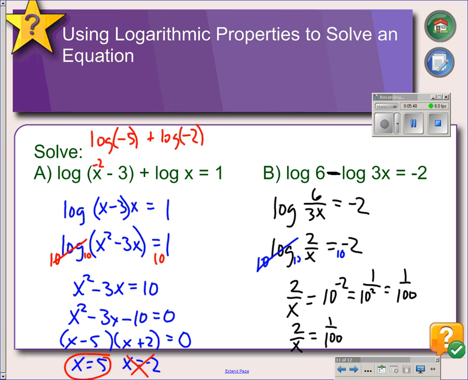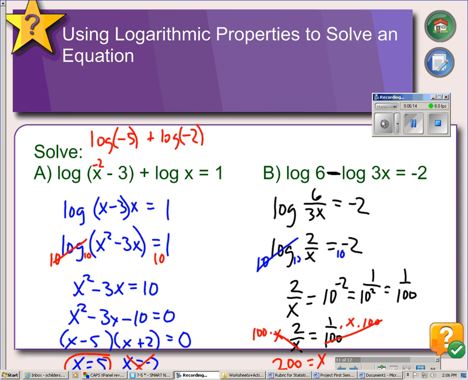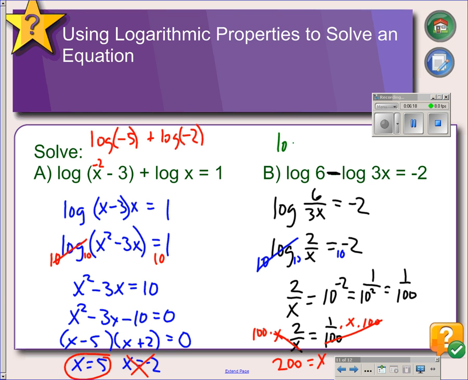To solve this, we're going to want to get x out of the denominator, so if we multiply both sides by x, that brings x up to the top. Multiply both sides by 100. That gets 100 out of the denominator, and we end up with 100 times 2 is 200, and 1 times x is x. So x equals 200.